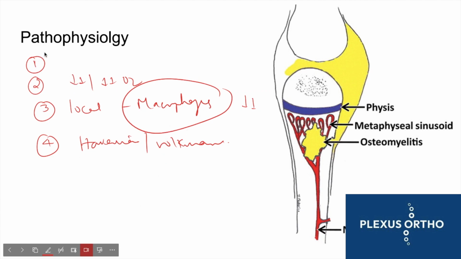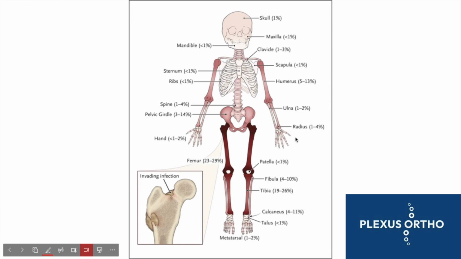So these are the predisposing factors and the reasons why infection occurs in the metaphyseal region, and why pediatric bone is more prone to osteomyelitis through the hematogenous route as compared to adult bone and adult osteomyelitis. The most common areas where osteomyelitis occurs are the proximal tibia and the distal femur. They are almost equal in number, so these are the two most common areas where the infection can occur.